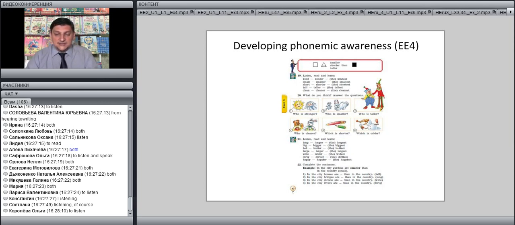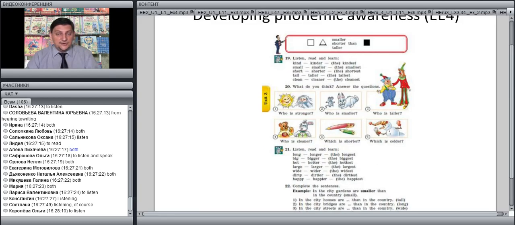Now, let me enlarge the slide. If the slide is too large for your screens, I will shrink it again. But let's take a look at some of the exercises.